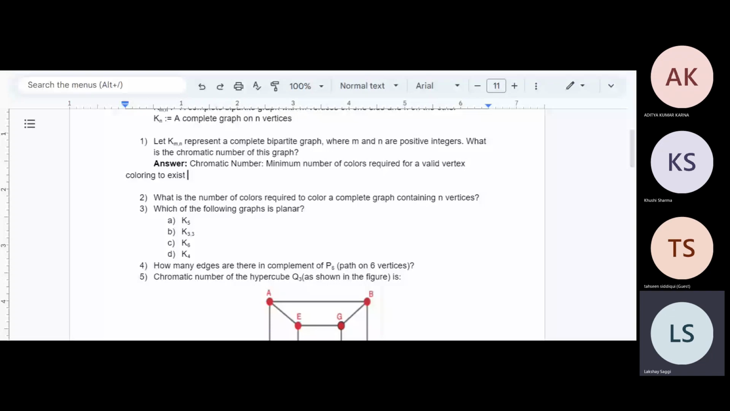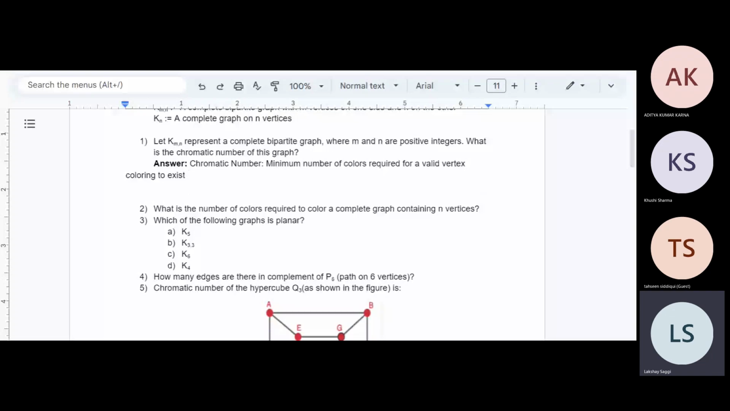Note that whenever you need to show that something has chromatic number x, you need to show that you can color the vertices using these x colors. And also, you need to show that you cannot color the vertices using x minus 1 colors. That's when it would be the minimum number of colors needed. I hope my point makes sense.